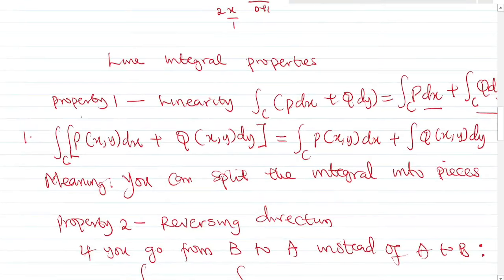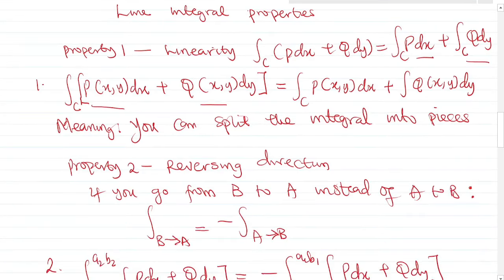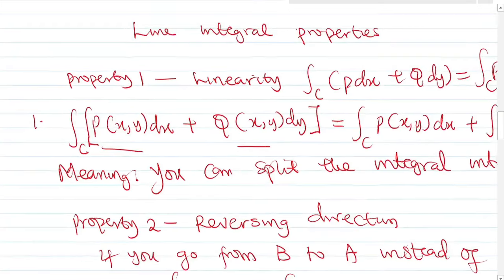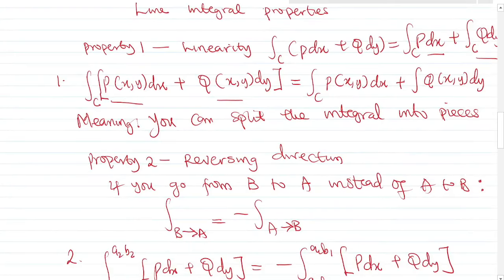Okay, in your notes you see it this way. So this is how it is in your notes, and it's still the same actually, because we're having this plus this and then you split it, meaning that you can split the integral into pieces. So then property 2 is the reversing direction. It's like you want to go from the Senate building to the cafeteria, and then you go from cafeteria to the Senate building. You don't have to go back and say you want to take that journey again. Just add negative.